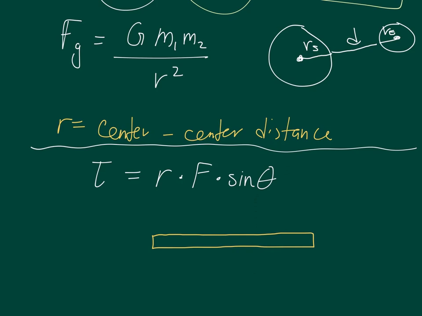If you have a force acting on, say, a piece of wood, it's the distance from the center, or wherever the pivot is, to the force acting on it. It's the distance between the pivot or the axis of rotation and the force applied. R is the distance between the axis of rotation and where the force is applied.